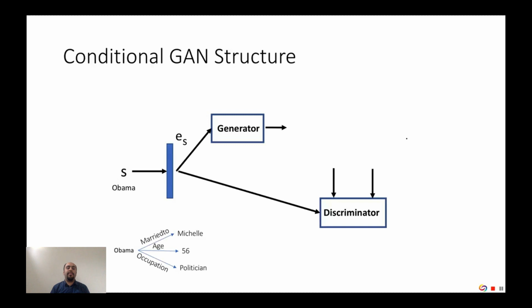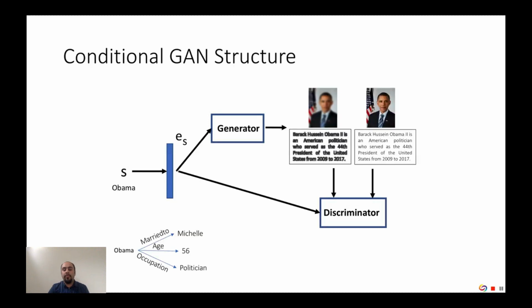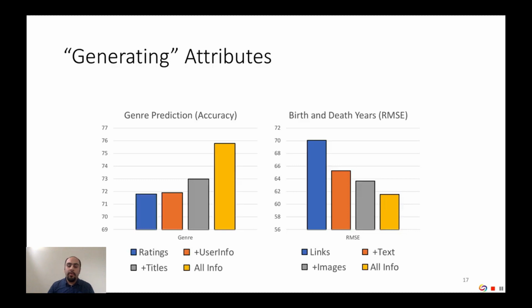And here we see our conditional GAN model. Basically, using the observed information in the data, we find the embedding for each subject, and then by feeding this embedding to the generator and discriminator parts of our GAN model, we generate missing images and missing descriptions for each subject. To evaluate our neural decoder, we conducted several experiments on generating missing attributes.